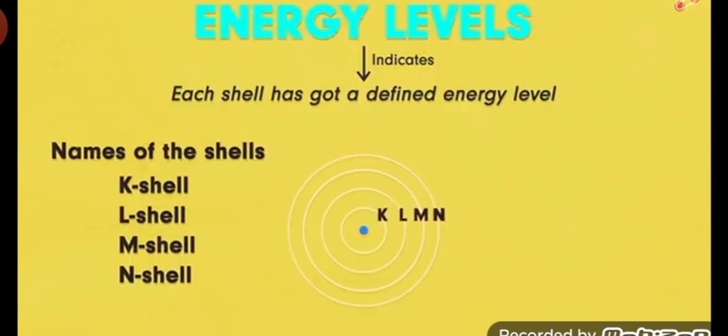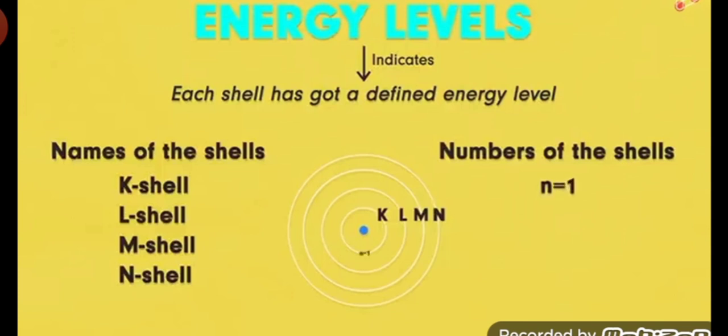And what if we want to number them? If we want to number them, the first shell is referred to as n equals 1, the second shell n equals 2, then n equals 3, 4, and so on.